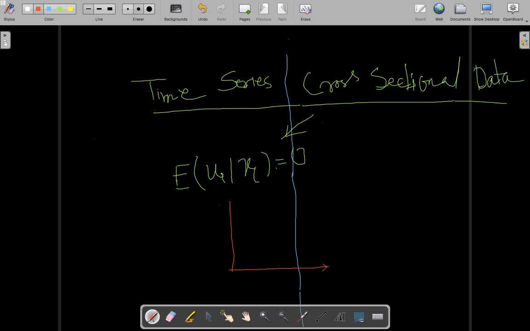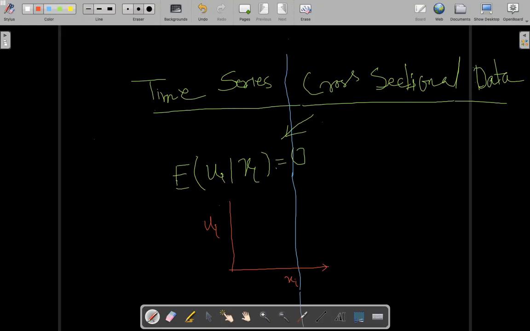Here I plot, say, xi. And here I plot, say, ui. So I'm basically plotting the values of error with the xi value. So just make a guess what it should look like.